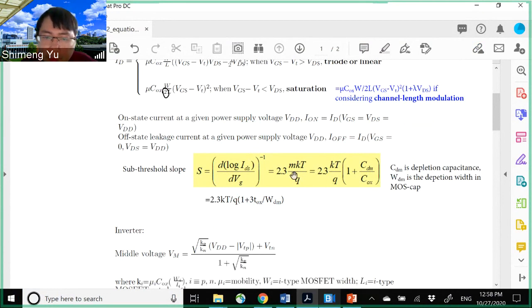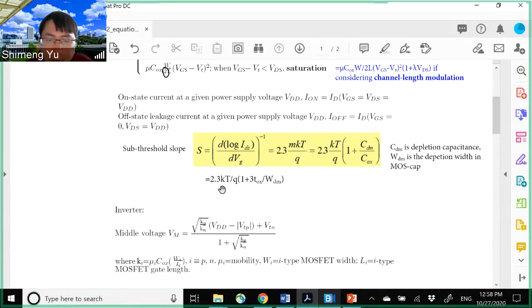And then the M here is the body factor. This M, if you express it out, will be 1 plus CDM over COX. So what is CDM? CDM is the depletion capacitance of the silicon surface. And then COX is the same COX, the gate oxide capacitance.